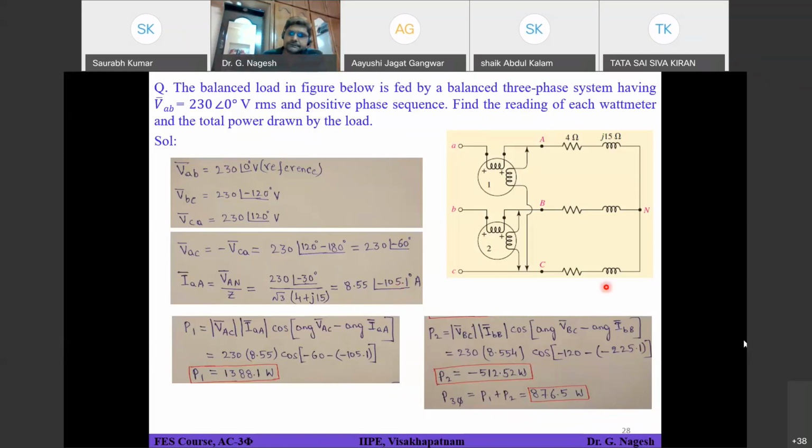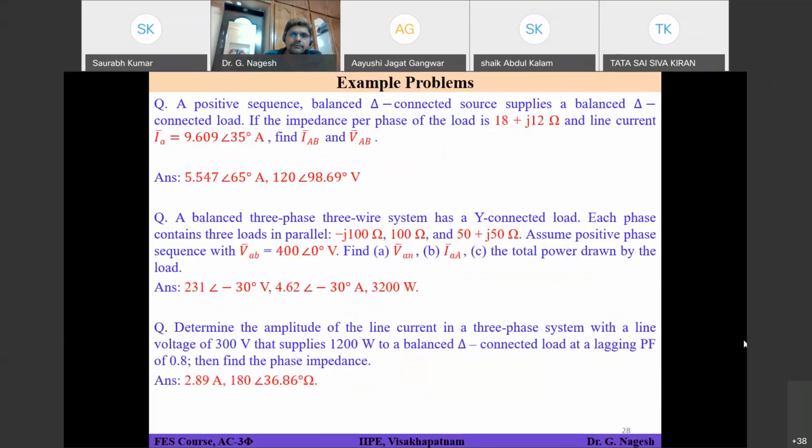Okay. So anyone has doubt with regards to this problem? Okay then. Fine. So this chapter is completed. Third chapter basically deals with your three-phase star connected, delta connected systems and wattmeter basic construction and power measurement using wattmeter in single phase and three-phase circuits.